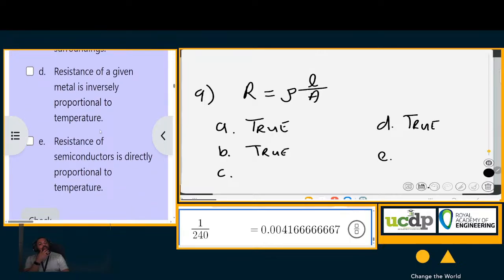E, the resistance of semiconductors is directly proportional to temperature. That is false. That is because semiconductors have negative temperature coefficients. Their resistance decreases as temperature increases because more charge carriers are free. So the resistance of semiconductors is inversely proportional to temperature.